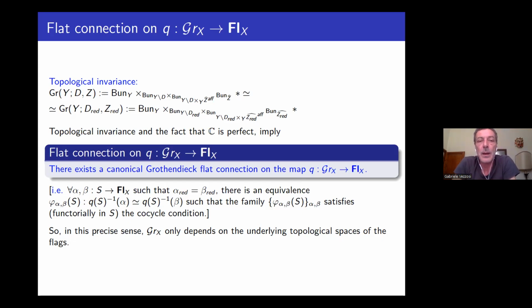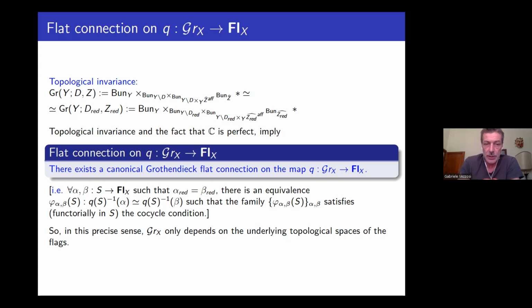But it's the same definition. So it's GR with respect to D reduced, Z reduced, bundles on Y, which have two trivializations, one on the complement of D red, one on Z red hat, which is the same thing as Z hat, and which are compatible on their intersections. And then this observation, which is pretty obvious, this topological invariance, together with the fact that C is a perfect field, implies that there exists a canonical Grothendieck flat connection on the map that goes from the Grassmannian and forgets to the flag part.